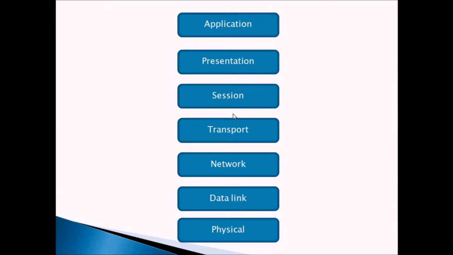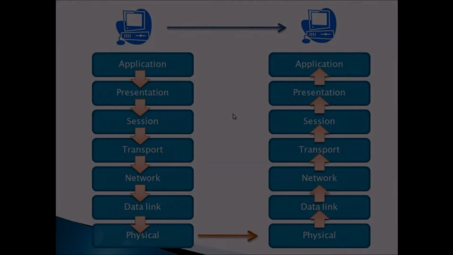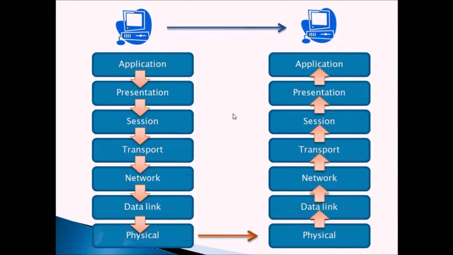When a device wants to send information to another, it must go from the top to the bottom layer in the OSI reference model. This is called encapsulation. But when receiving the data, the information must go from the bottom to the top layer. This is called decapsulation.